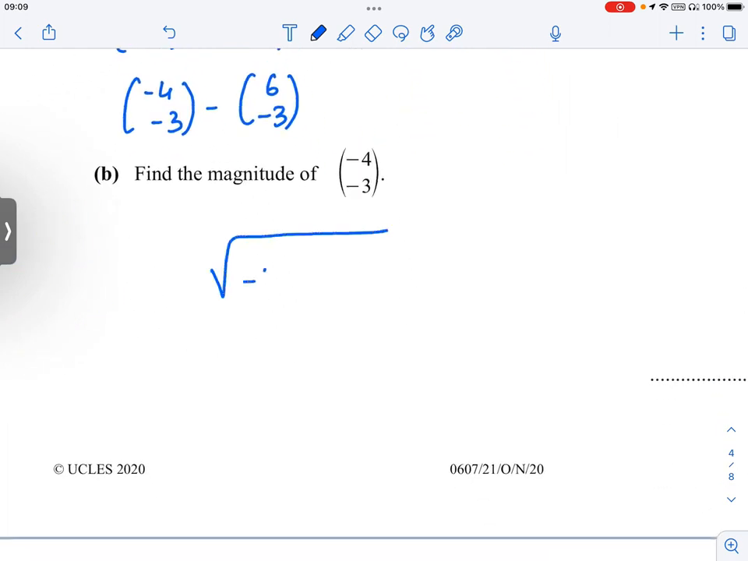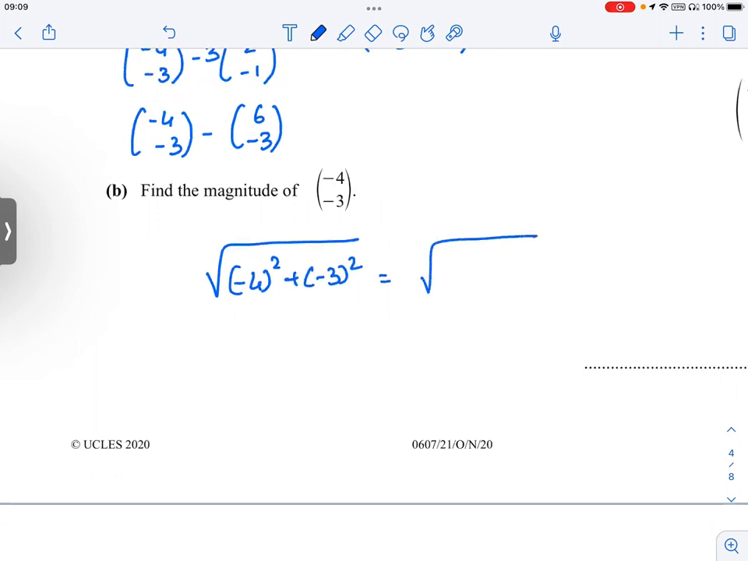What is the magnitude of this one? So magnitude will be the square root of negative 4 whole squared plus negative 3 whole squared, which is going to be 16 plus 9, which is the square root of 25, which is 5.